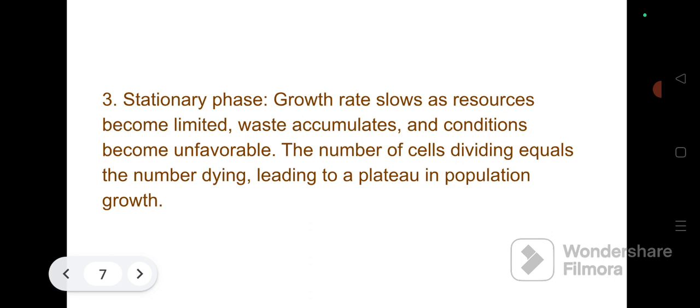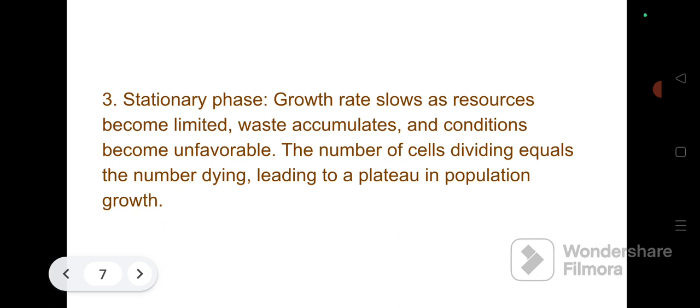Then you get a stationary phase. In stationary phase, the total number of cells remains constant. This happens because the rate of formation of new cells is equal to the rate of cells dying in that particular flask. So when you study a growth curve, it is always a population.